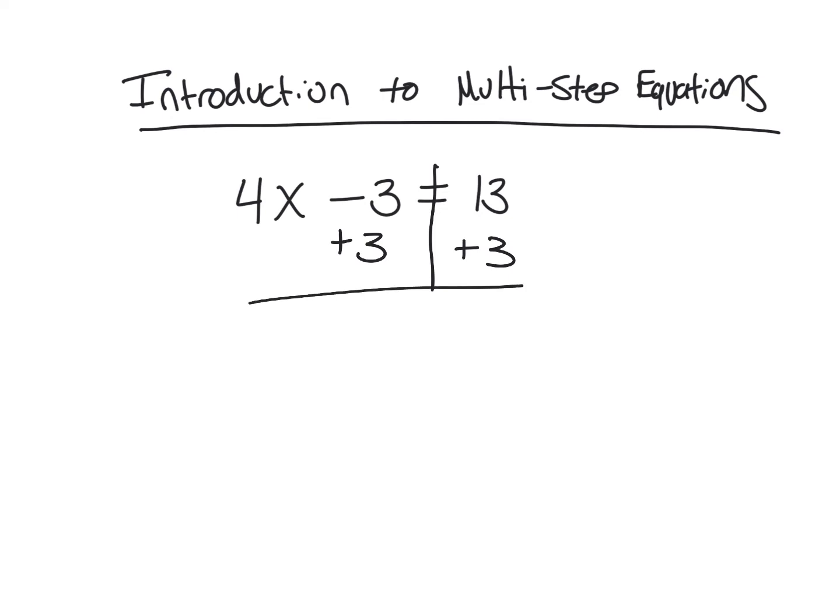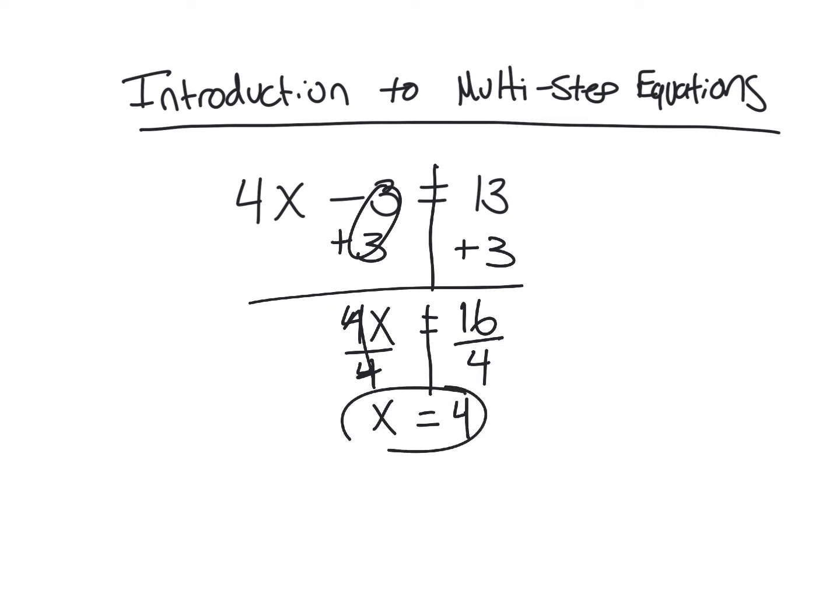So the minus 3 and the plus 3, those go to 0, and we're left with 4x on the left-hand side. And then on the right-hand side, 13 plus 3 is 16. So now we have a one-step equation, which we know how to solve. We have 4x equals 16, so to undo the 4 times x, we divide both sides by 4. The 4's on the left-hand side go to 1, so we have 1x, or just x. And then 16 divided by 4 is 4. So we have x equals 4.